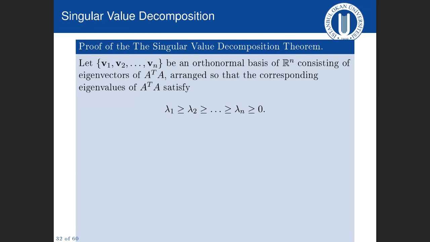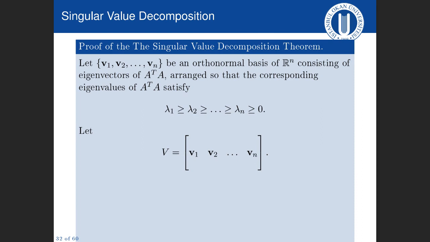Let v1 up to vn be an orthonormal basis of Rn consisting of eigenvectors of A transpose A. And as always, we need to arrange them so that the corresponding eigenvalues satisfy lambda 1 is the biggest eigenvalue, lambda 2 is the second biggest, lambda 3 is the third biggest, and so on. Then for the matrix V, we're going to write down the matrix where the first column is the first eigenvector, the second column is the second eigenvector, and so on.